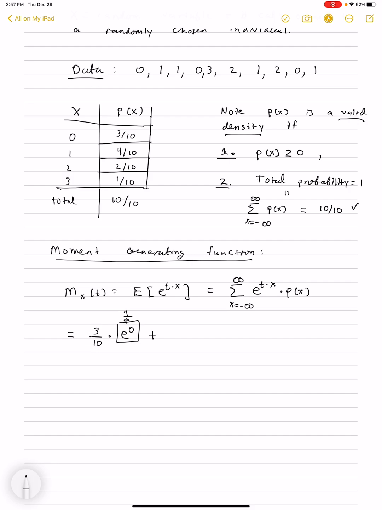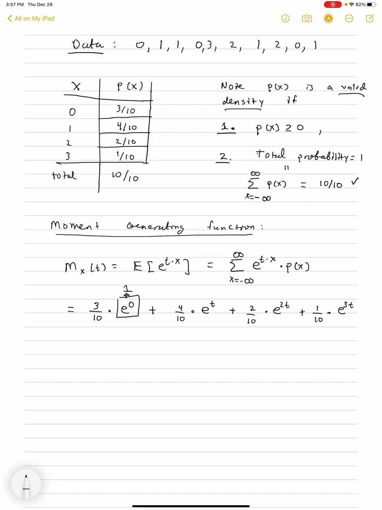The next is the probability x equals 1, that's 4/10. So x is 1, this will be e to the t. Next, p of x being 2 is 2/10, multiplied by e to the 2t. And finally, the probability x is 3 is 1/10, times e to the 3t. Okay, so that is the moment generating function.